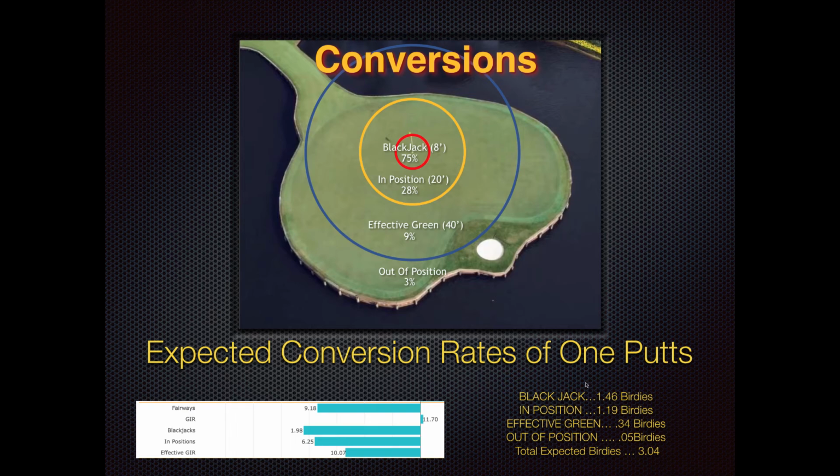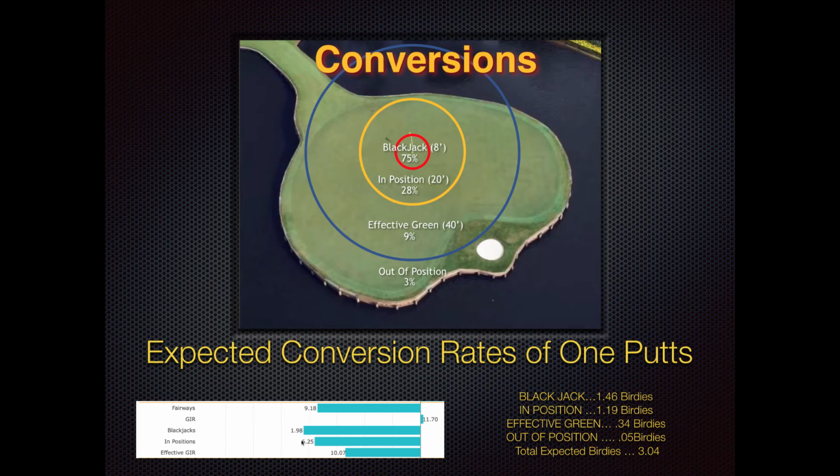We can do the math real quickly. For blackjacks, they average 1.98 times 75%, which gives you 1.46 birdies. So we're predicting that this player should make 1.5 birdies roughly from the 2 blackjacks sitting inside that zone. And then their in positions are at 28%. Remember, we've got to take the blackjacks away from the in positions.